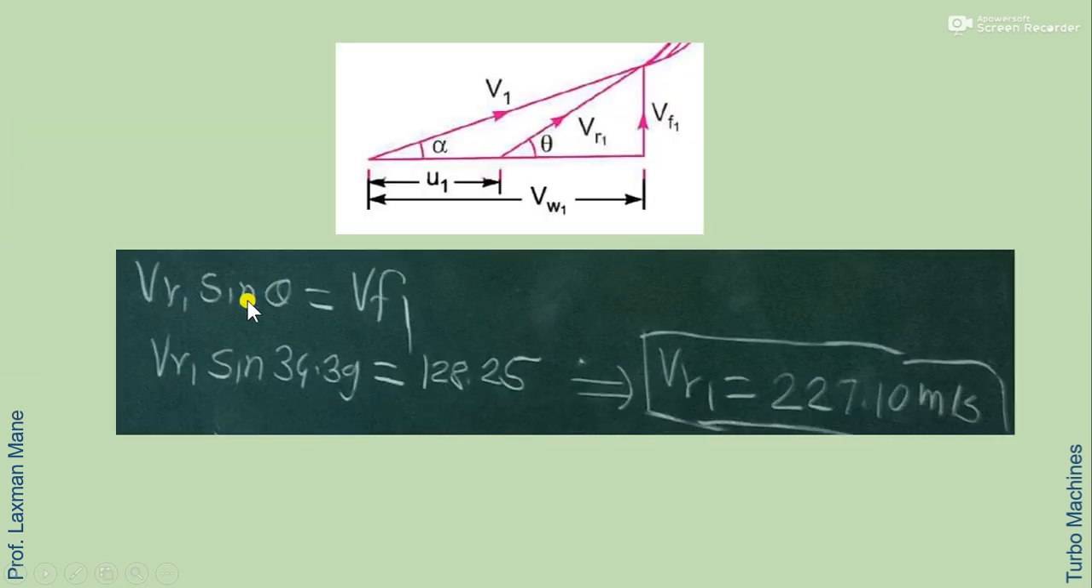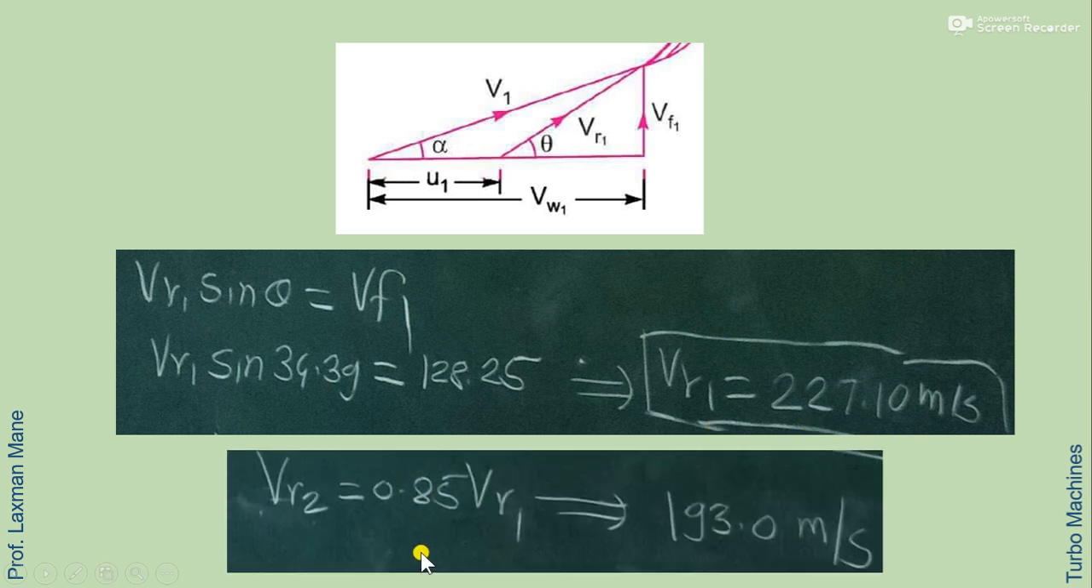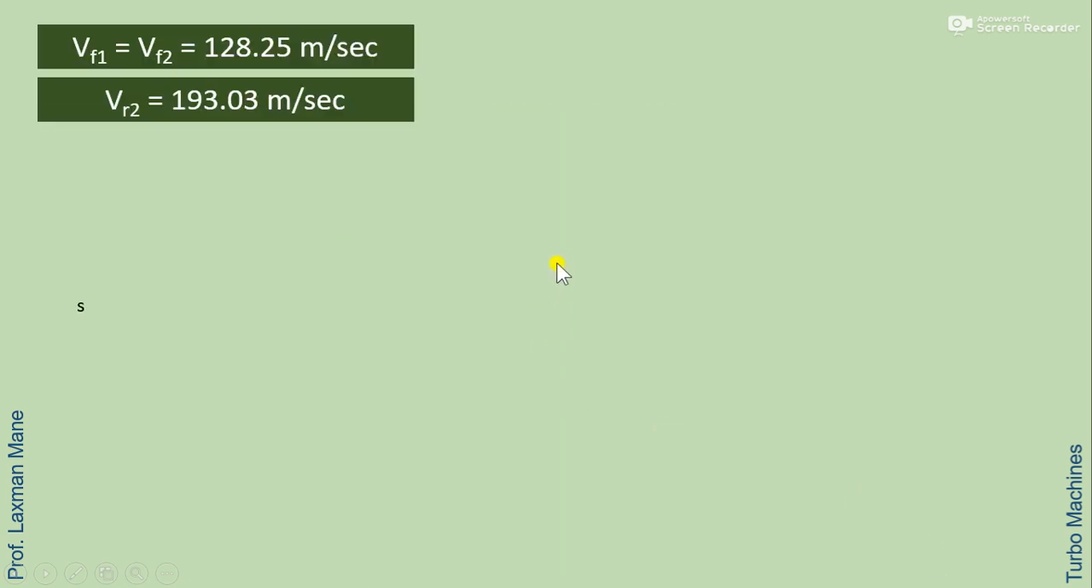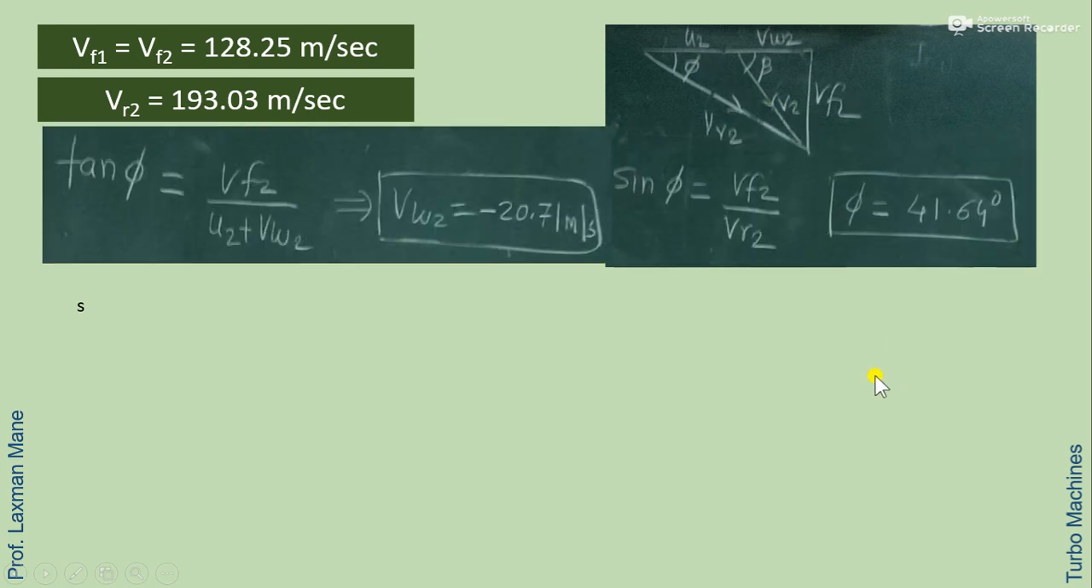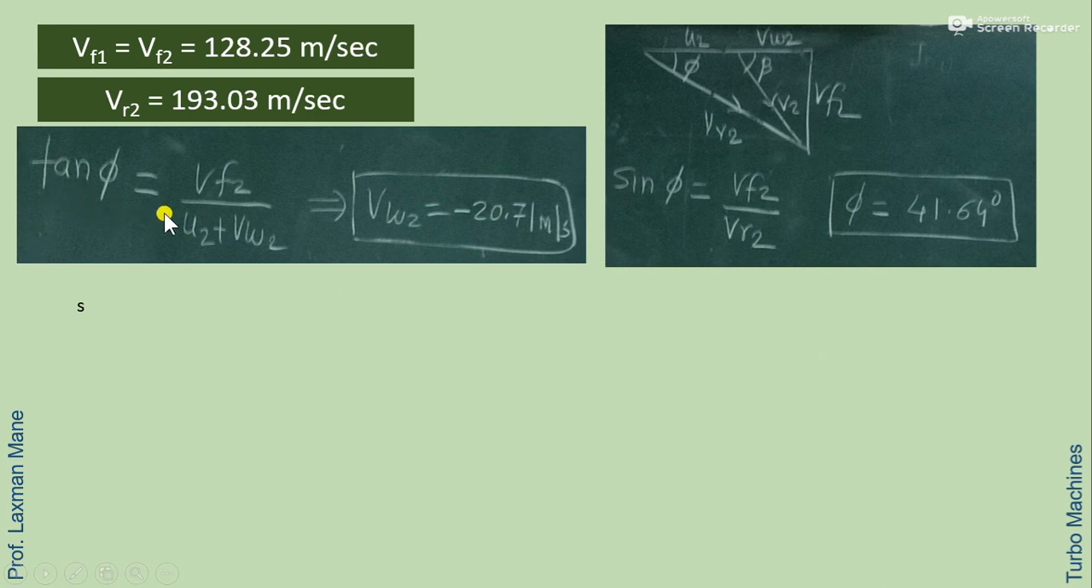Then we can use the relation VR1 sin theta is equal to VF1. From this we can find VR1. As we know the relation between VR2 and VR1, we can find the VR2 value. Then by putting the values of VR2 and VF2 at the outlet velocity triangle in the sin phi ratio, we get the value of phi, that is the outlet vane angle. Then by using the tan phi ratio at the outlet velocity triangle, we can find the value of VW2.